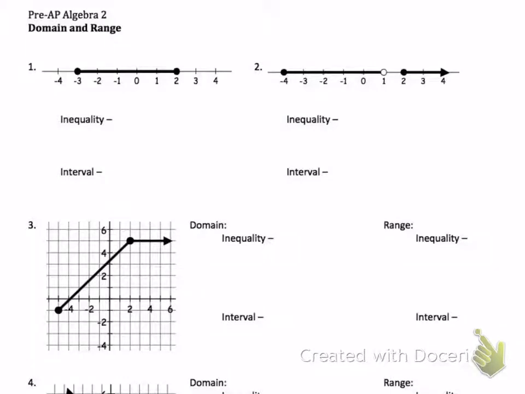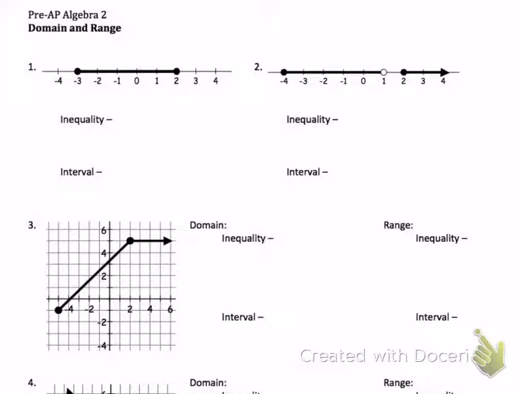All right, so domain and range we have briefly talked about at the beginning of the year. But there are two different types of notations. There's inequality notation, and then there's interval notation. So on a number line, it's pretty easy to do both of those, but once it gets to a piecewise function, which we'll see here in a minute, it gets a little bit more difficult.